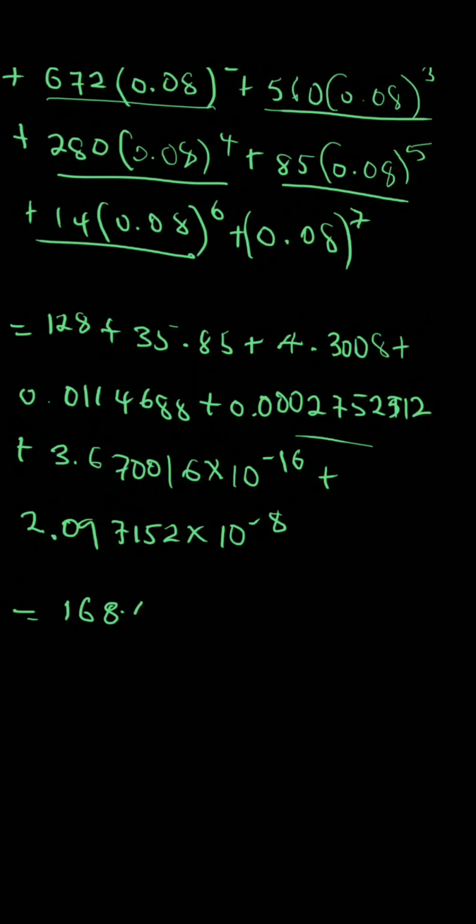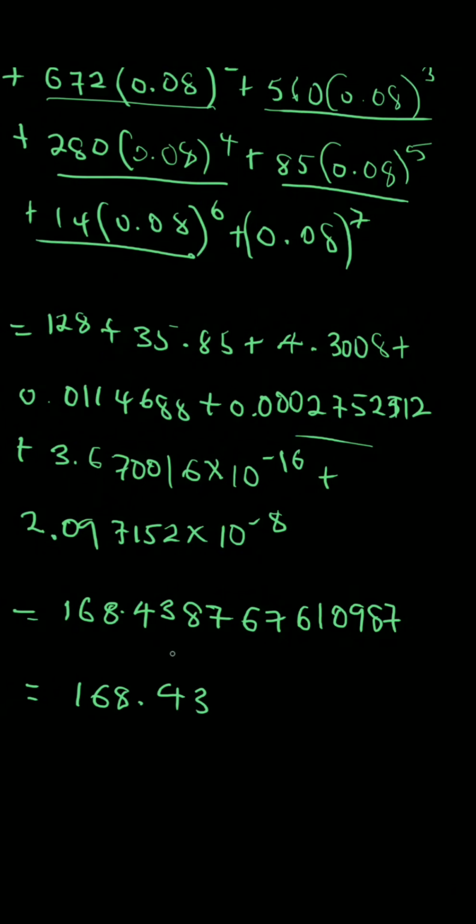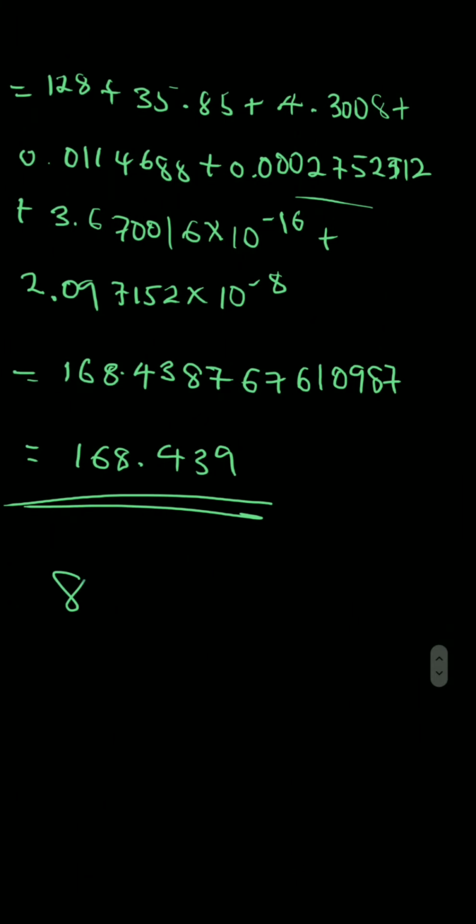So when this is added all together, you get 168.438767610987. Now to 3 decimal places, we are simply going to get 168.439, as our answer.